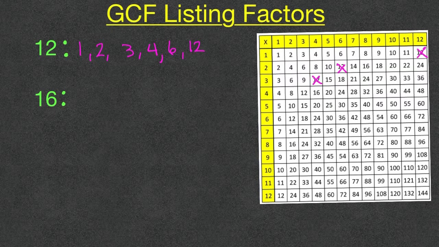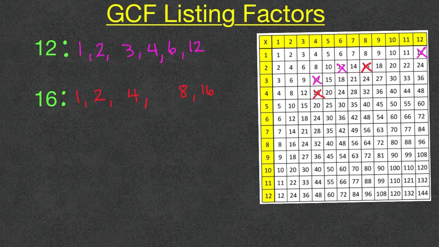We're going to have the factors of 16. So we know that 1 times 16 gives us 16. 1 times 16, and we don't have the 16 here. But we can do 2 times 8. 2 times 8 gives us 16. And then we can do 4 times 4 gives us 16.